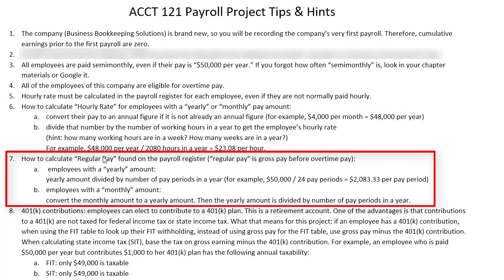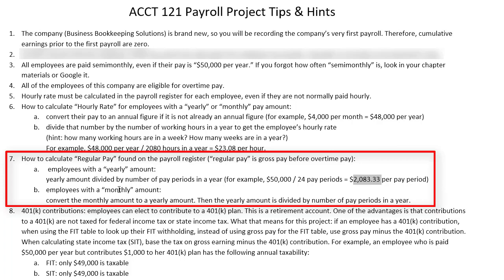Okay. Number 7, how to calculate regular pay found on the payroll register. Remember, regular pay is gross pay before overtime pay. So if an employee has a yearly amount, say $50,000 per year, we need to divide the yearly amount by the number of pay periods in a year. So how many pay periods are in a year if the employees are paid semi-monthly? Well, it means there's 24 pay periods. So to find a salaried person's regular pay per pay period, you take their annual rate. Here's an example. We got a $50,000 annual rate for someone. Divide it by 24 pay periods in a year. And that means that person for their regular pay gets $2,083.33 per pay period.